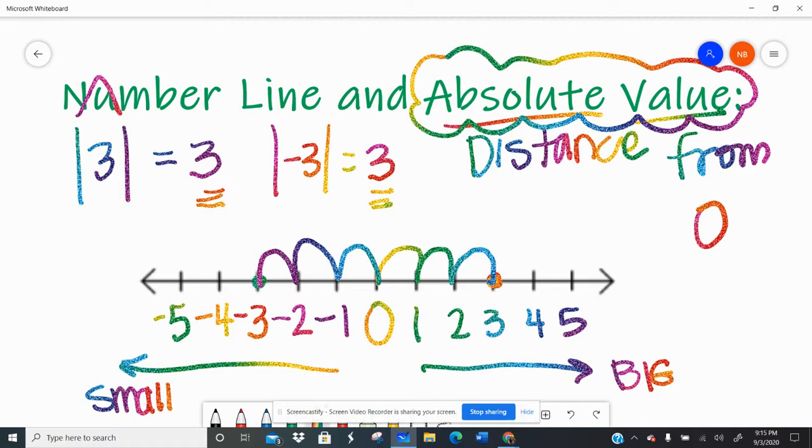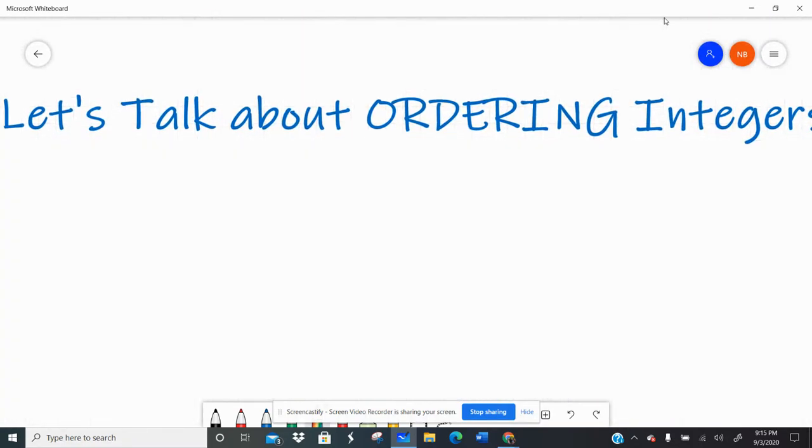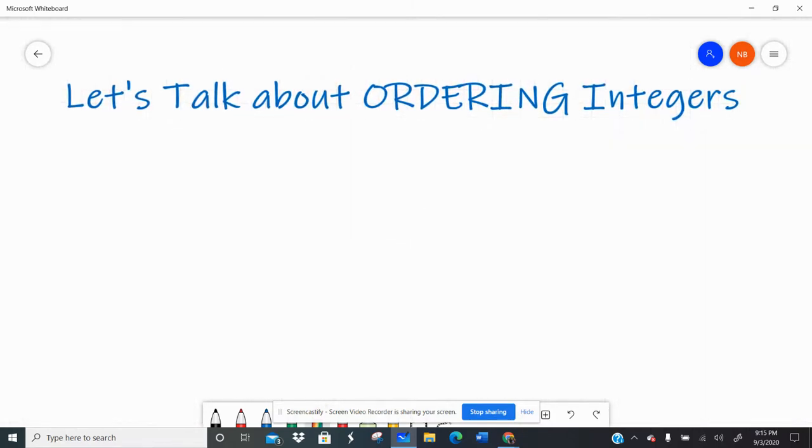The answer to an absolute value question will always be positive because distance is positive. So mathematical opposites have the same absolute value. Pretty interesting, right? I know. So now we're almost to the end. We're going to order some integers.